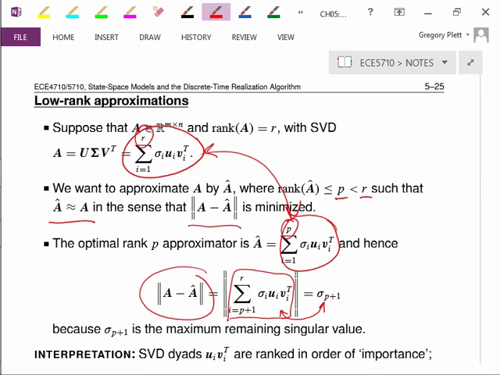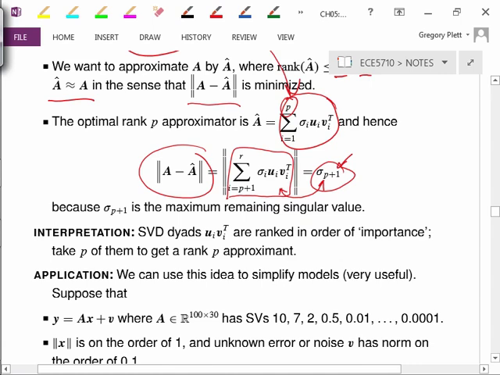So the optimum approximator of A has kept the highest singular value because I don't want that to show up here. It's kept the next highest, the next highest, the next highest, and it's kept all of them down to some level where I'm able to accept sigma P plus 1 error in the norm of the error matrix, because that is, compared to what I've kept, negligible or not as important to me.